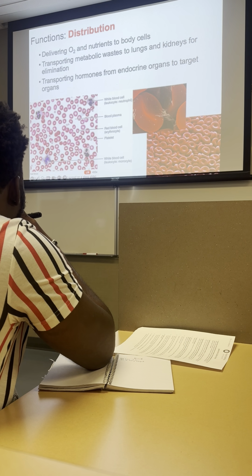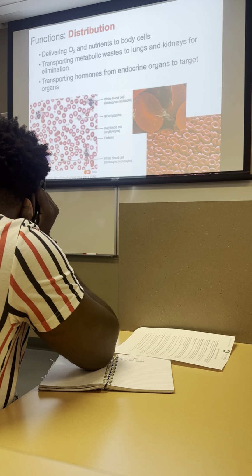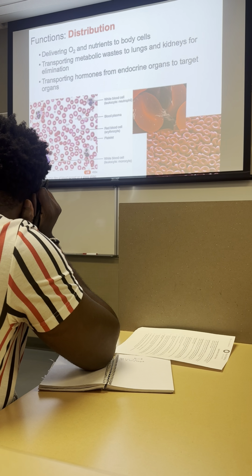What about these structures right here that are kind of circulating around? They're kind of purple. Those are the white blood cells. And if you notice, there are these little fragments that are all over the place. What are those? Thrombocytes. Those are the platelets or thrombocytes, correct.